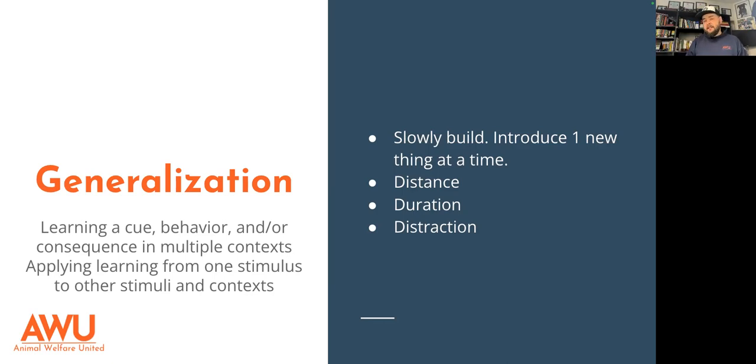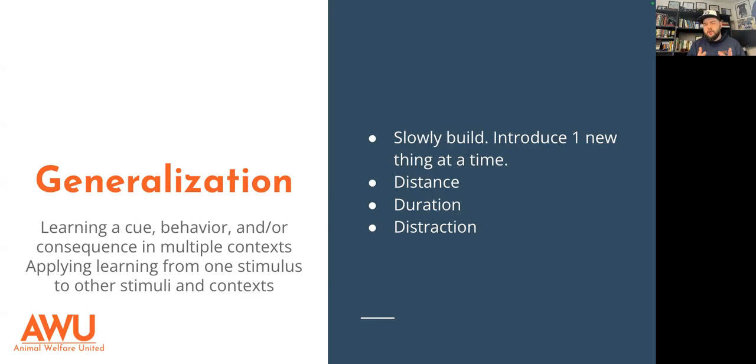And a lot of times what accidentally happens is that the handler does a bunch of training inside, they move outside, and they're like, my dog knows it so well that I'm not going to reward outside. Well, that behavior is going to go away real quick outside because I've never presented any sort of motivation to do it when we're outside. So generalization is learning that this cue predicts reinforcement in multiple contexts.